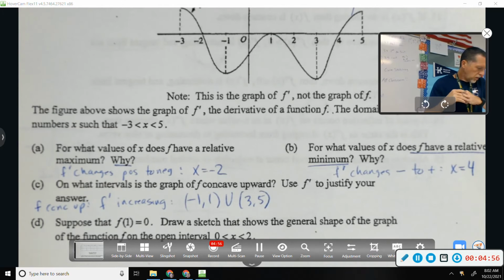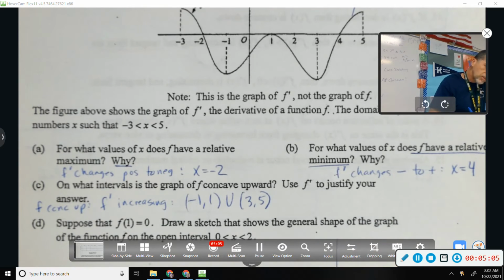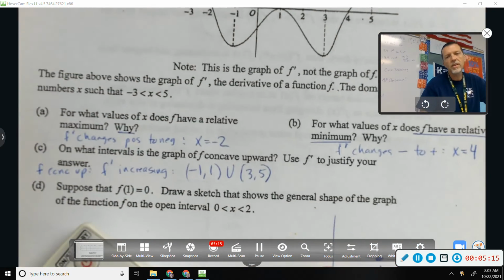Suppose that f of 1 equals 0. Draw a sketch of the general shape of the graph of the function between 0 and 2. So f of 1 is 0. So I can put a point there. Put it where you can see it.